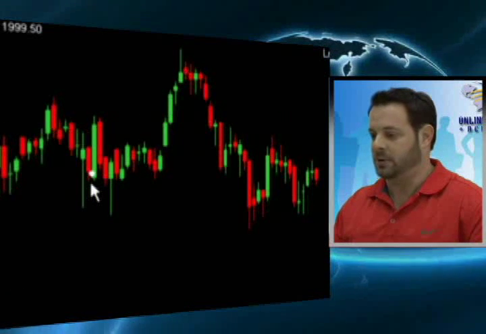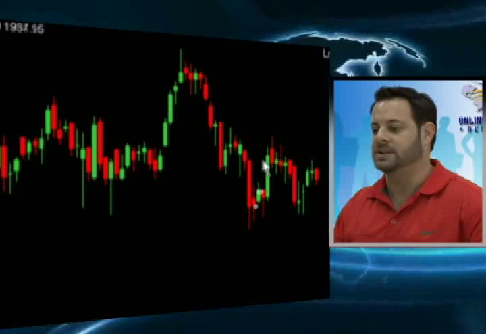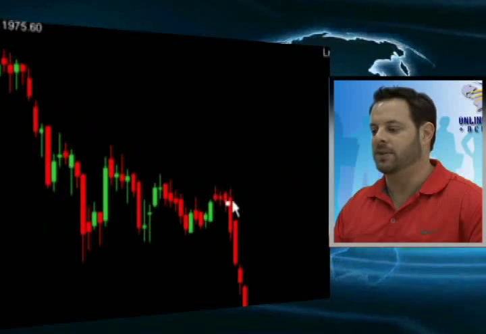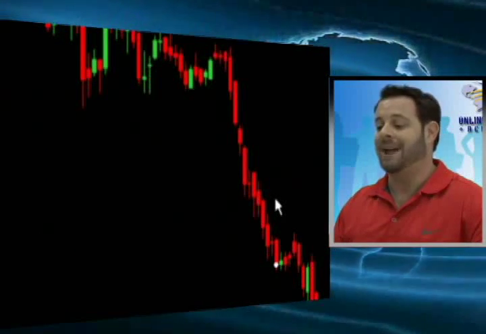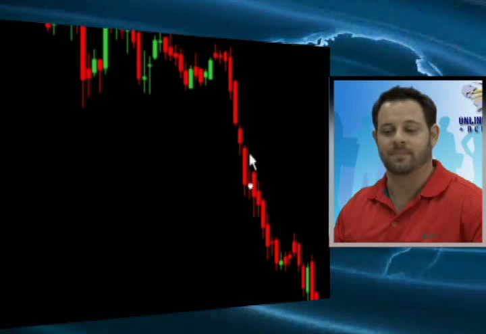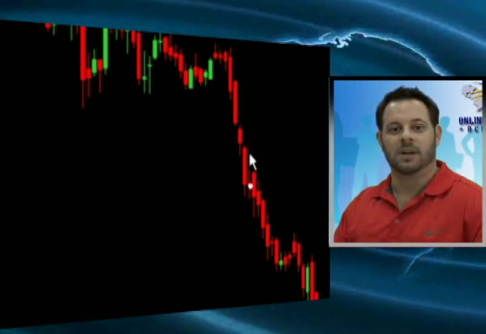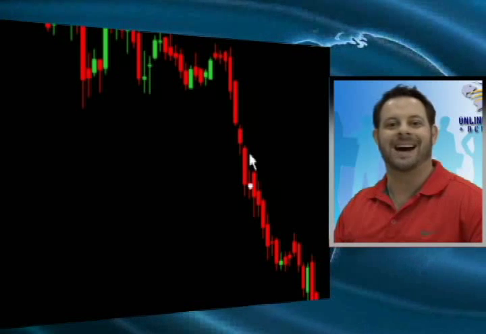When we go forward, and I'll just go ahead and scroll forward here for a little bit, you can see that when we start to move into a very bearish downward trend, we're going to have a dominance of red candles. Well, that's number one, color. The next one we want to look at is size.